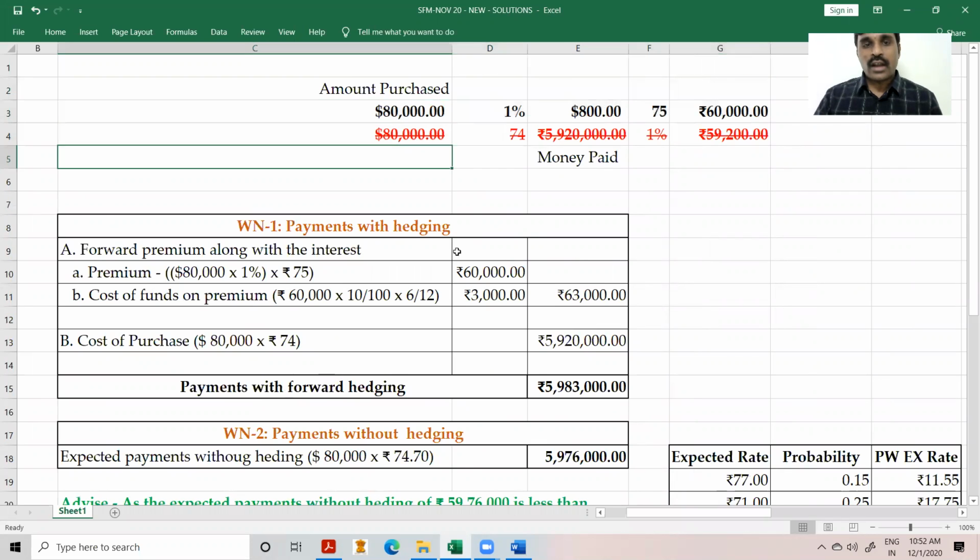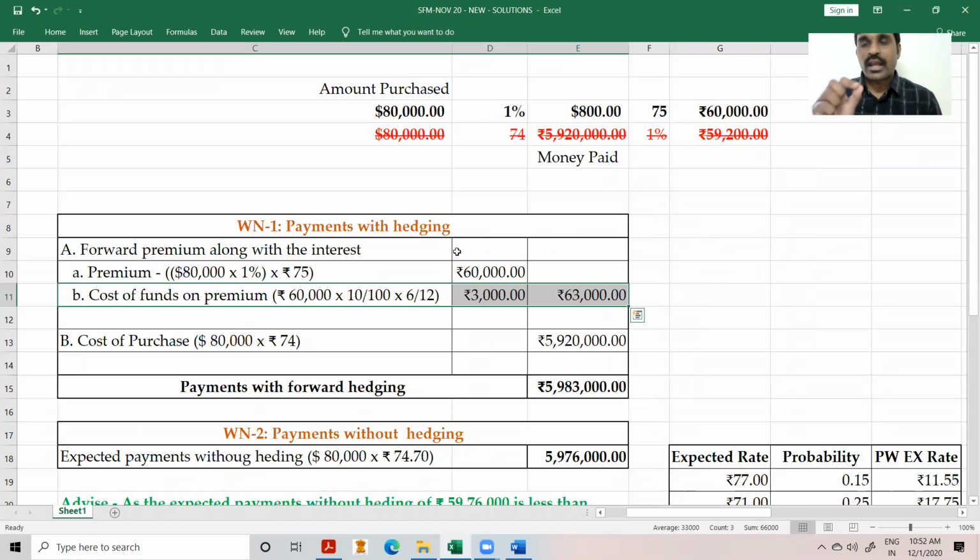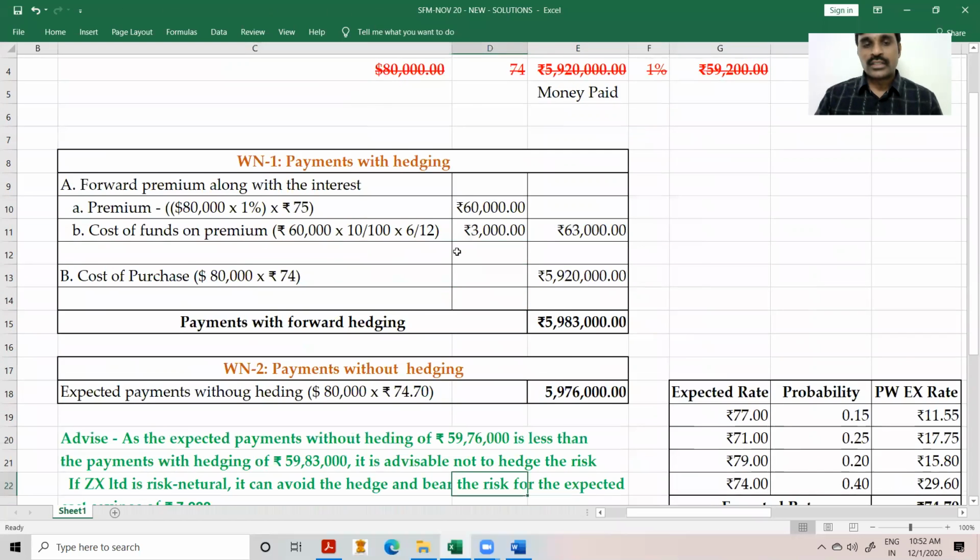Another area we should not forget is the interest rate of 10% that is given per annum, and the contract duration is 6 months. You should not forget that. Some students may directly take 6,000 here. That is also a possible mistake. Two possible mistakes here.